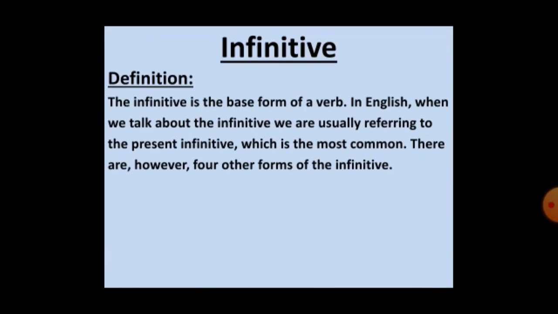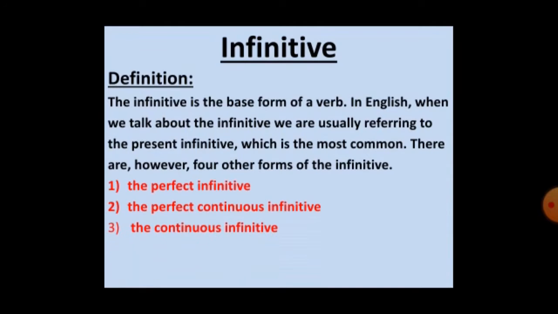Basically infinitive is what? Infinitive is a base form of verb. Verb is the most important part of any sentence. So infinitive is the base form of verb, and most of the infinitives are used in the present infinitive form, but we have different forms of infinitive: the perfect infinitive, perfect continuous infinitive, continuous infinitive, and the passive infinitive. Okay, but in this class I am just going to teach you present infinitive. So here comes our today's topic, present infinitive.